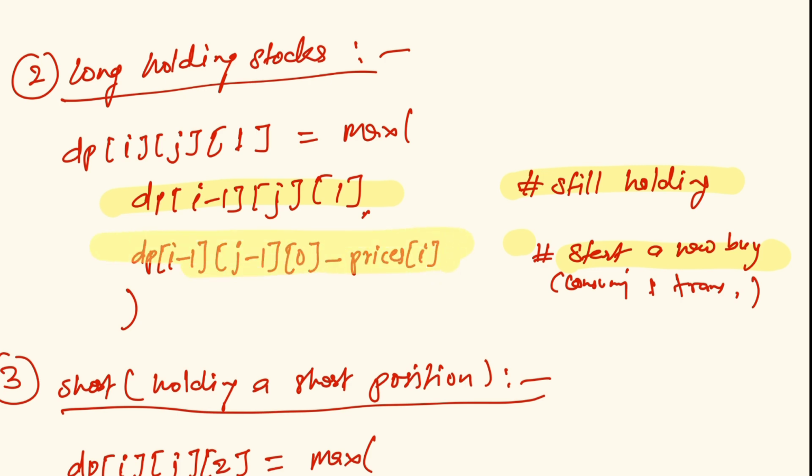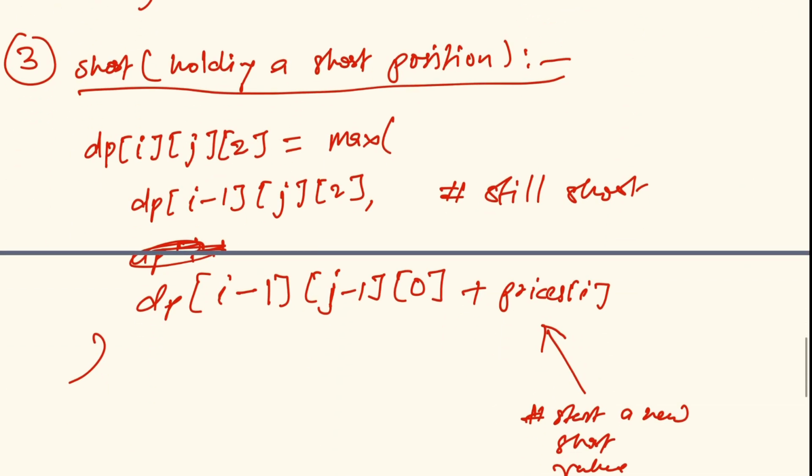Okay, when we are talking about starting the position, the possible cases are i minus 1, j and 2. So we have to take the maximum between this and this. Means dp at i minus 1, j and 2 means it's still a short value we have. And dp at i minus 1, j minus 1 and 0 means we're doing plus prices, means it will start a new short value, means it will consume at least one transaction.